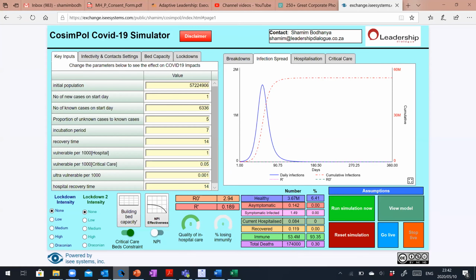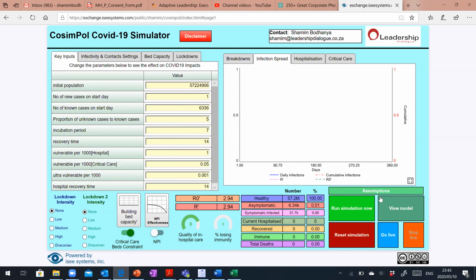So here's the dashboard, and I've reset the simulation, and that's the base case. To remind you, I've set it up for the base case for South African parameters, and I'm using an R0 of 2.94. And I'm using the number of known cases on the start day of 6,336, which was about roughly a week ago.